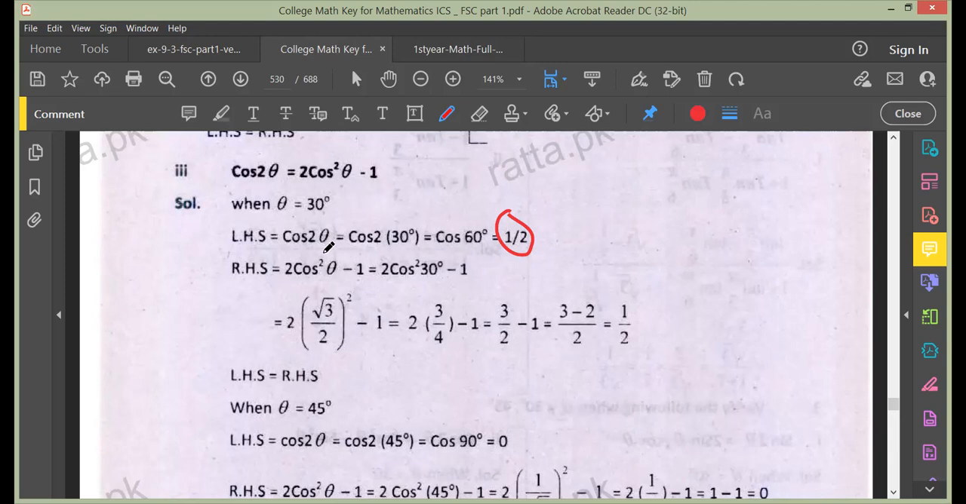Similarly, the answer of this expression using the angle 30 on the right hand side will be 2cos²θ − 1 with θ = 30. So this will be 2cos²30 − 1. Cos 30 is equal to √3/2. So this will be 2(√3/2)² − 1. After simplification, our answer will be equal to 1/2. So this is a simple expression.